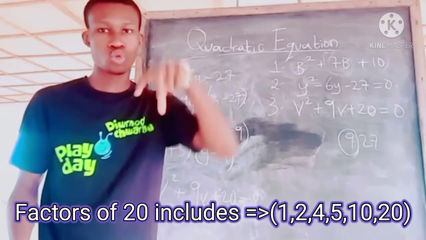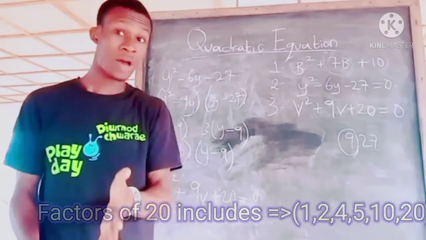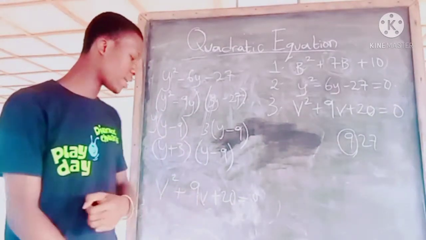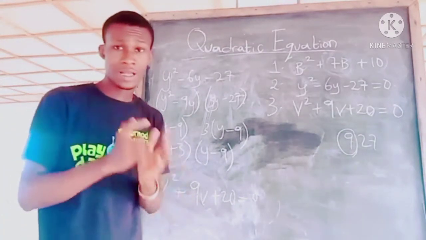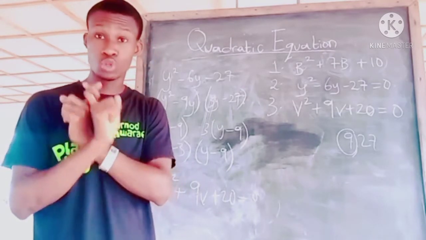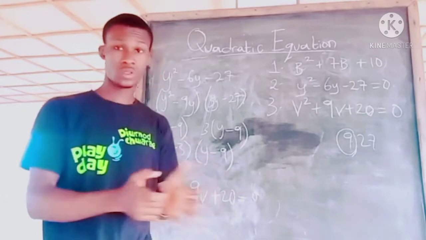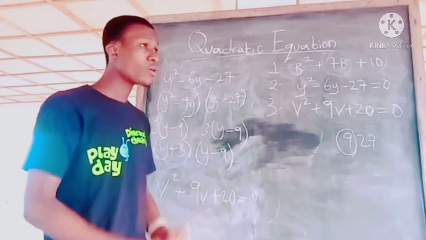Since these are the factors of 20, the next step is to pick out two numbers from those factors so that when we add them up, we will surely get 9. And not just adding them up, when we multiply them, we are getting 20. Is that not it? So let's step right into it.